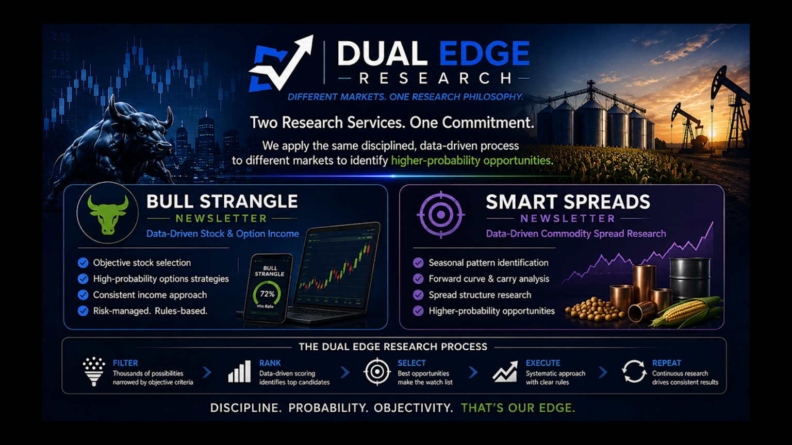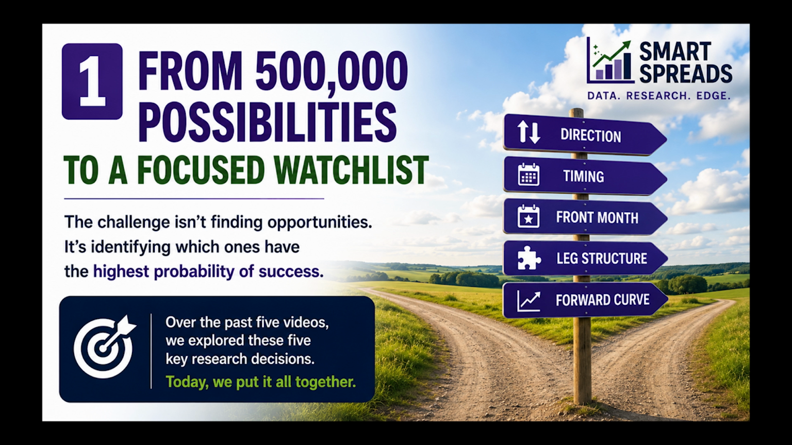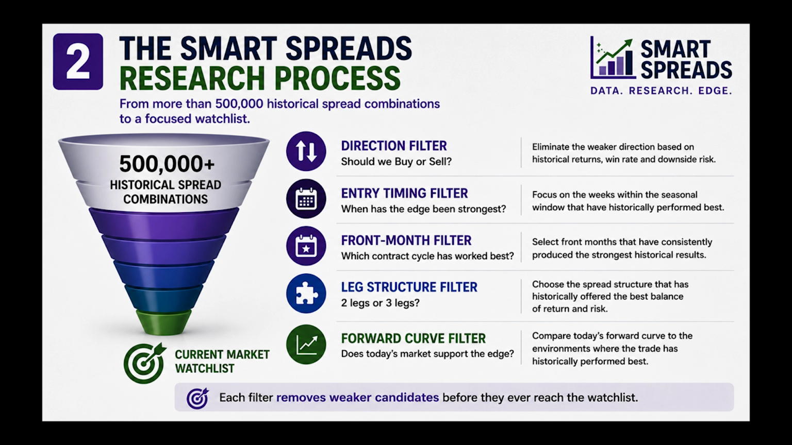Let's begin. Over the past 5 videos, we've explored the major decisions involved in building a higher probability commodity spread. We've looked at direction, entry timing, front month selection, leg structure, and forward curve analysis. Each answered one important research question. Today we'll bring those pieces together and show you how they form one complete screening process. Because the challenge isn't finding commodity spread opportunities, the challenge is identifying which opportunities deserve your attention.